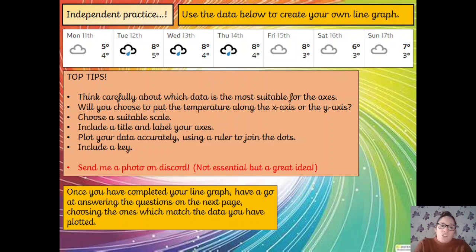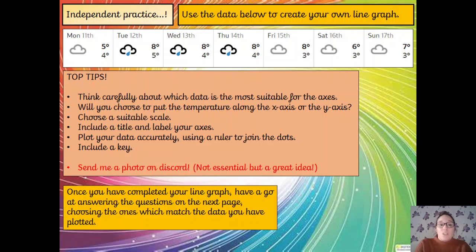You need to choose a suitable scale. So all of our numbers here are below 10. So if we choose a scale which goes up in 10 degree intervals, it's going to be really hard, and we're only going to need 1 because it's going to go up to 10 and that's all we need. So it's really, really hard. So think carefully about the scale that you choose.